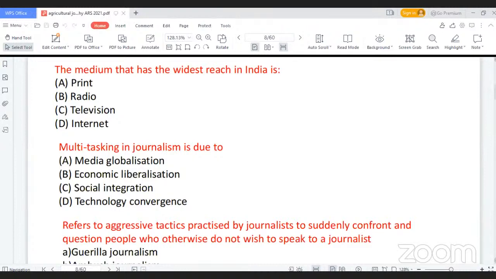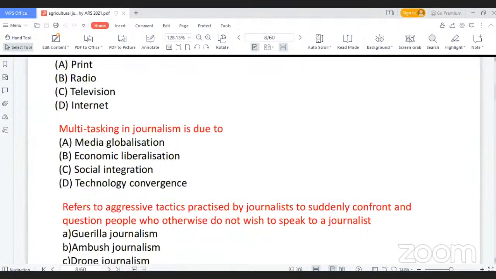Then multitasking in journalism is due to technological convergence. Nowadays, you can think, previously, hardly 10 to 15 years back, people mainly depended upon radio, TV, and newspaper, or some magazine journals, maybe weekly or monthly magazines. But nowadays, lots of mass media are there. As I told, Twitter, social media, mobile journalism is there. Some people depend on mobile journalism.